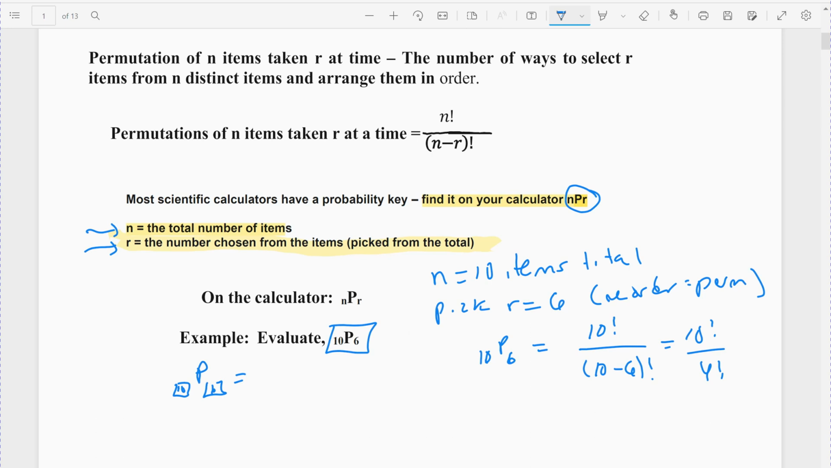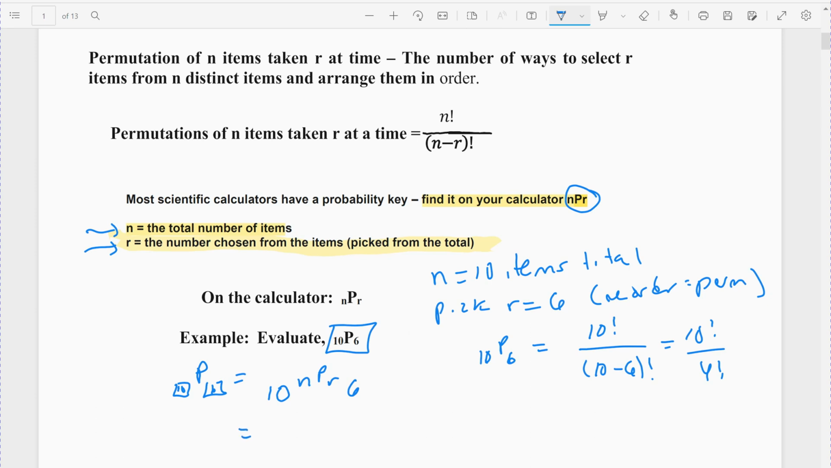If you've got an older calculator, you often will have to do N first. So you'll have to type 10, then go select your probability permutations, and then type R in, which, I don't know, I hit 3 instead of 6. So yours will look like this. So again, just depends on your calculator. Figure out how to do it.